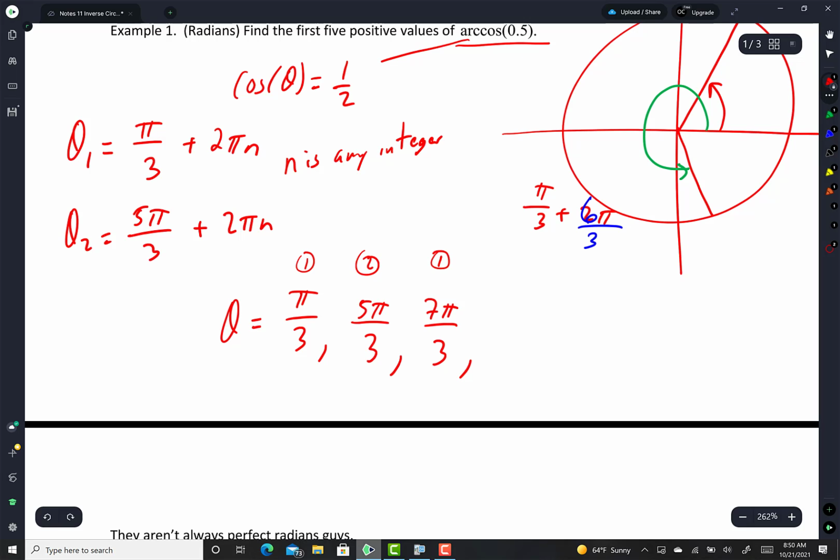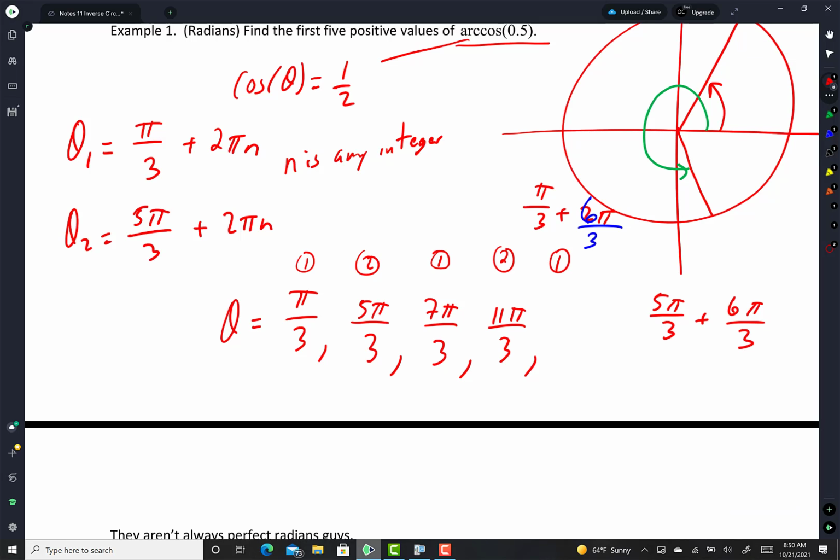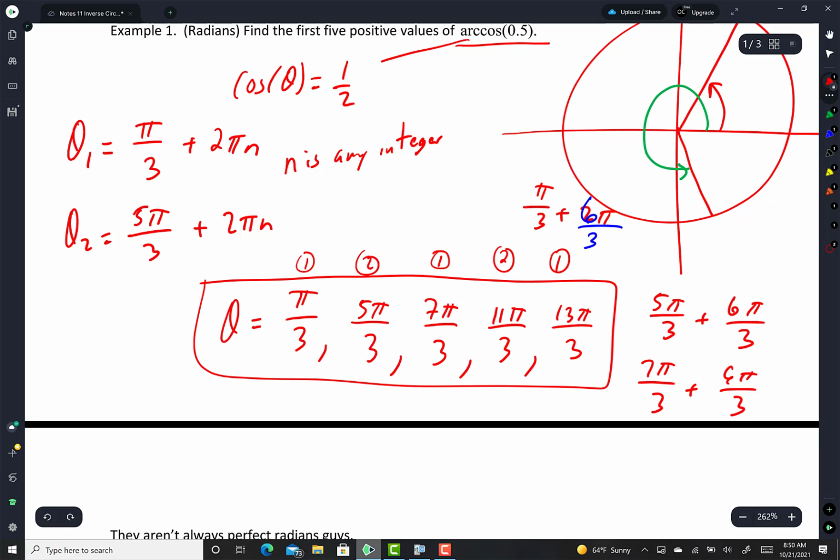The fourth one is going to come from theta 2. You're doing the same thing, guys. 5 pi over 3 and add your 2 pi, so 6 pi over 3. So 5 pi plus 6 pi is? Perfect. And then your last one is going to come from theta 1. You don't have to start at pi over 3 and add 4 pi. You can. Just go to 7 pi over 3, guys. 7 pi over 3 and add 2 pi. 7 plus 6. So 13 pi over 3. There it is. The first 5 positive values of theta.